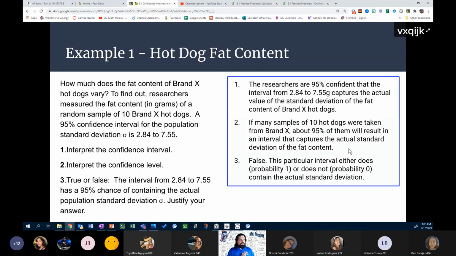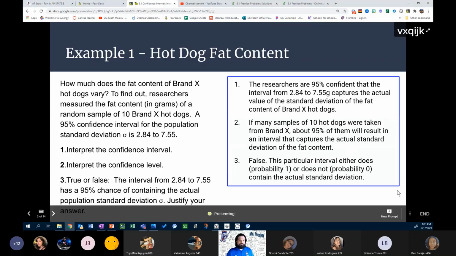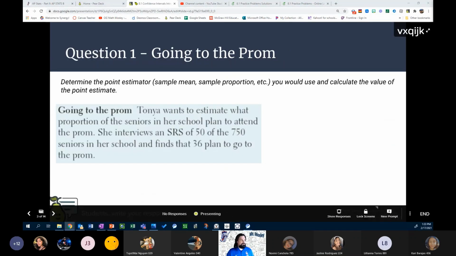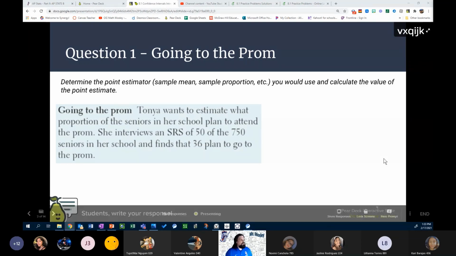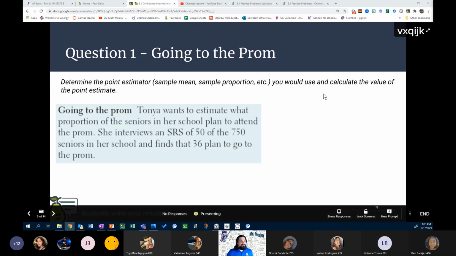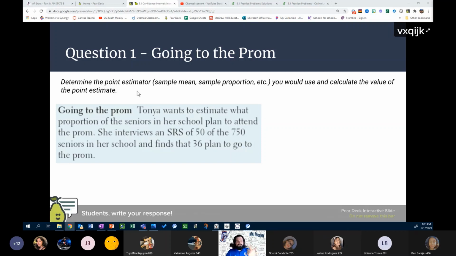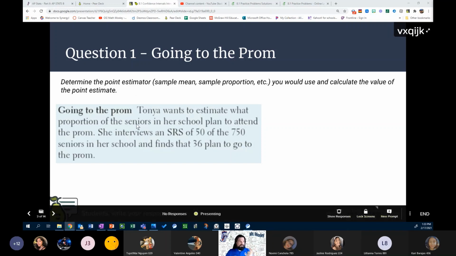So we're going to do our first problem. Question number 1, going to the prom. For this context, you need to determine the point estimator, which is the sample statistic. Sample mean, sample proportions, sample standard deviation. One of those items can be the point estimator. You would use and calculate the value of the point estimate. So decide what point estimator you're using, and then what is its value based on this context.